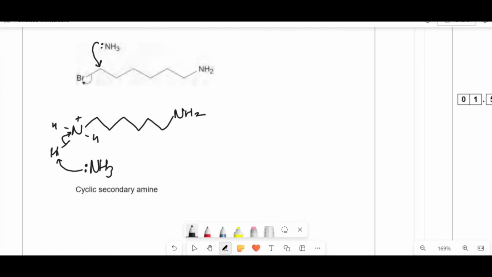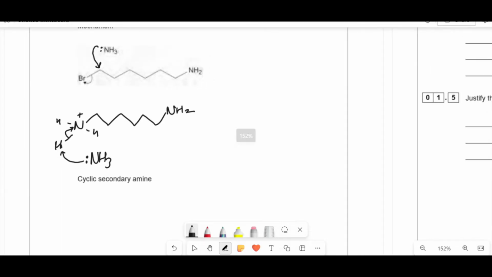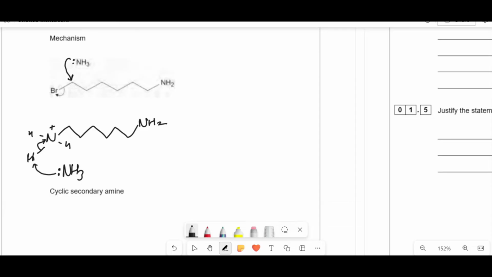Now, it says we're making a cyclic secondary amine somehow. We need to think about what's happening. For as long as you have a Br in this thing and something that has a lone pair of electrons, it can swap. However, the thing that's doing the swapping is something that has a lone pair. If you look here, there's a lone pair on this nitrogen here. So what this can actually do is swap with the Br there and link itself like that.